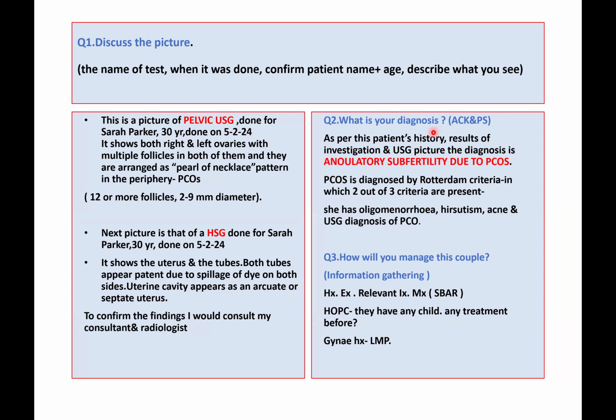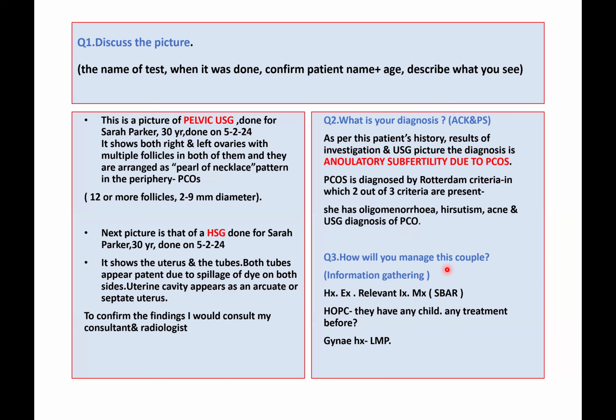All right, now what is your diagnosis? So you have to correlate everything as per the patient's history. From the history, I can see the patient is having oligomenorrhea, hirsutism, acne, and the ultrasound is showing polycystic ovaries. Also from the investigations given, semen analysis is normal, but day 21 progesterone is low, only 2. So most likely this patient is having anovulatory subfertility due to polycystic ovarian syndrome. And PCOS is diagnosed by Rotterdam criteria, in which 2 out of 3 criteria have to be present.